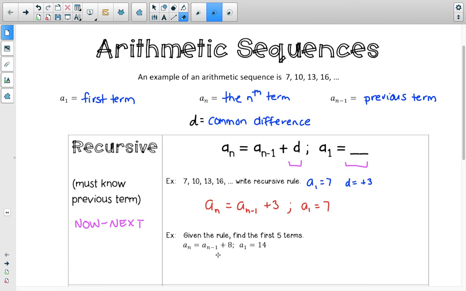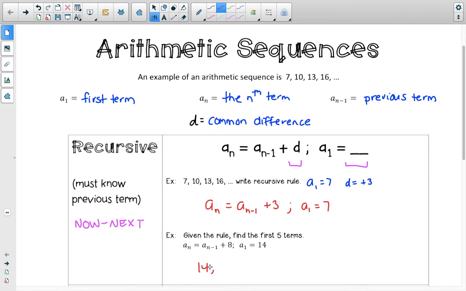So the next one says, given the rule, find the first 5 terms. So if we're given the rule, all we have to figure out is what is the first term, and then how do we continue from there. So our first term in this case was told to us as 14. So we know that our first term is 14. That's our first number, comma. The common difference is saying that to get the next one, all we need to do is add 8.